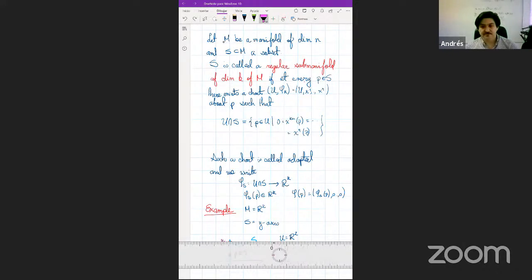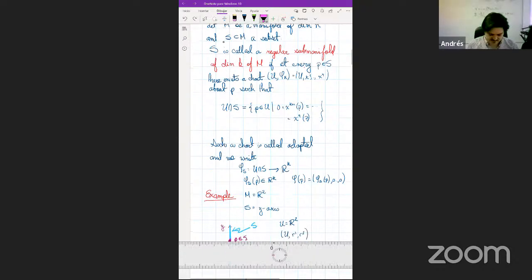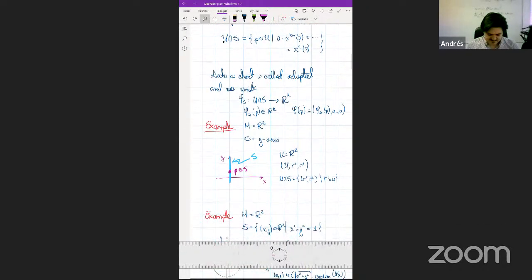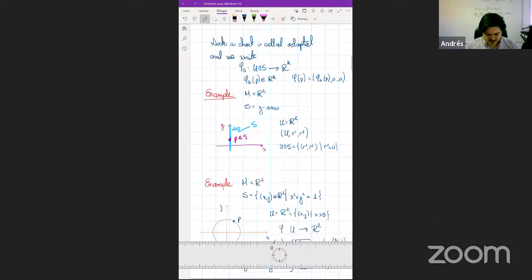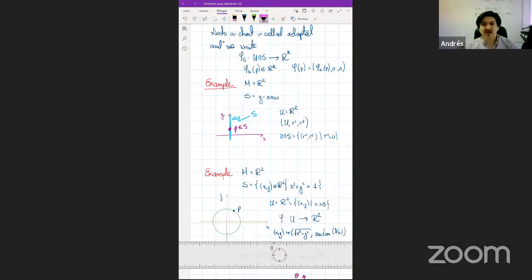Yes, thanks. Now, let's see these two examples. So S is a subset of the manifold. It doesn't have to be open. Here you have this example. This is not open in R^2. This is not open in R^2.